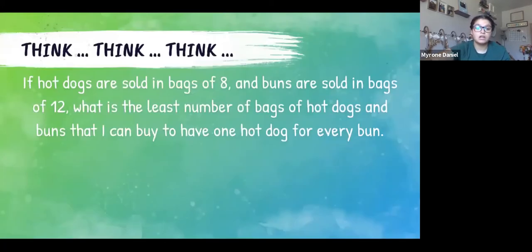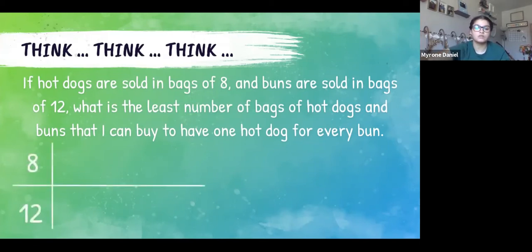So before we get started, I really want you to think, and I'm going to read this to you, and then we're going to think about it. If hot dogs are sold in bags of 8 and buns are sold in bags of 12, what is the least number of bags of hot dogs and buns that I can buy to have one hot dog for every one bun? So this is where the least common multiple comes into play. I'm going to show you how I would solve this, and this will also be an introduction to the lesson.